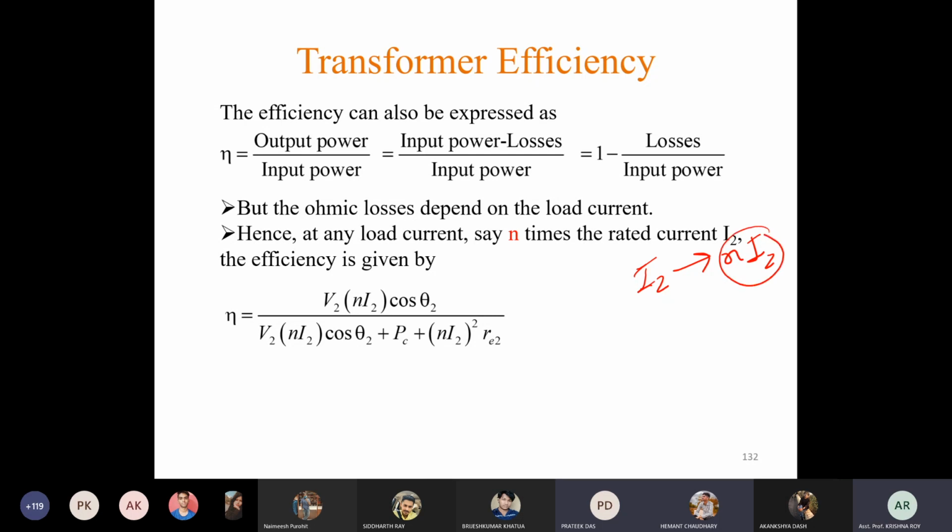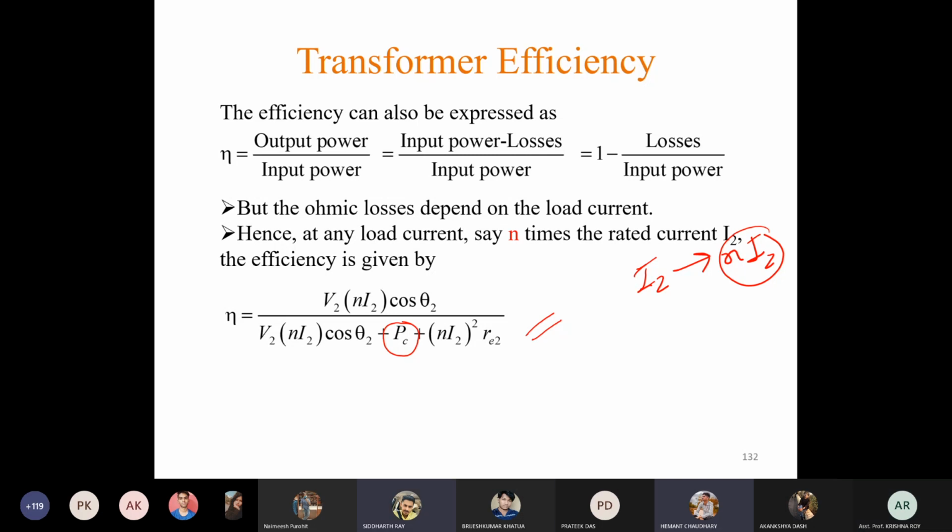Previously the formula was V2 I2 cos theta 2. So I2 is replaced by n I2, and then V2 n I2 cos theta 2. Again I2 is replaced by n I2, and PC remains the same because it is independent of load current. Now copper loss was I2 square Re2. So I2 is replaced by n I2, and now it is (n I2) whole square into Re2.